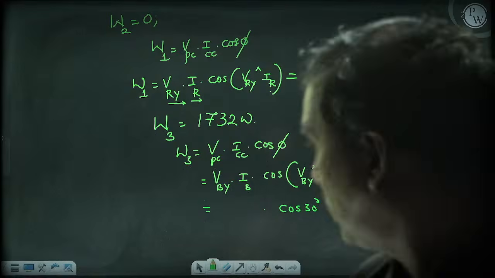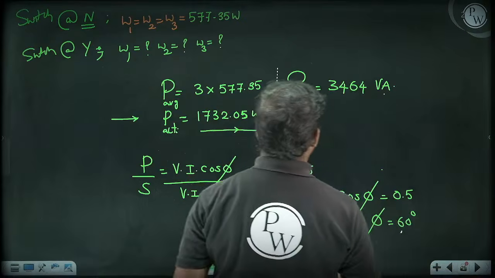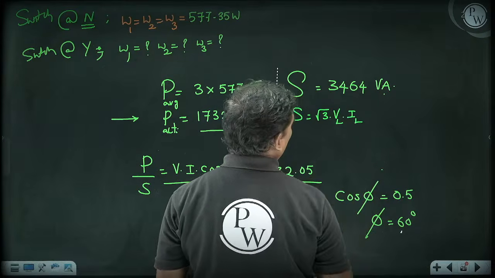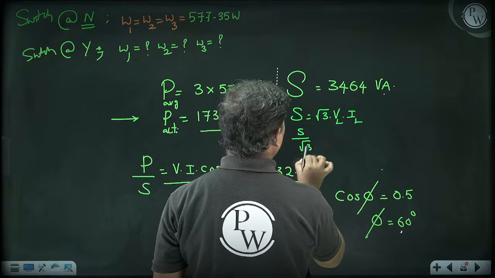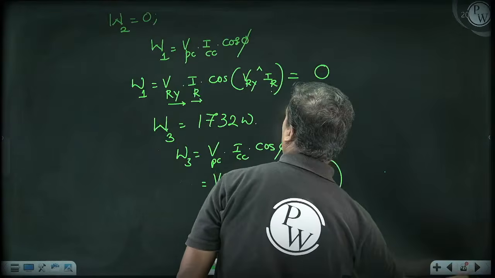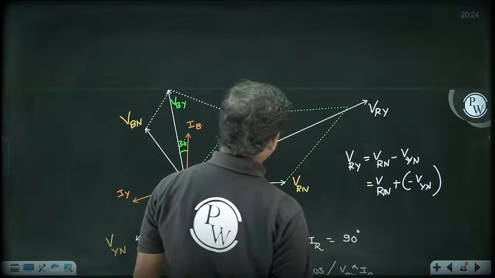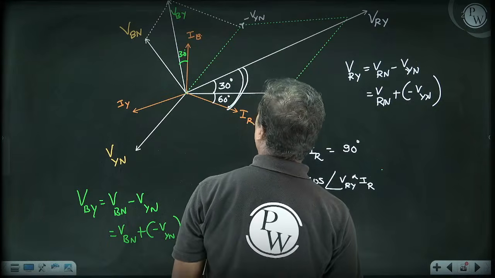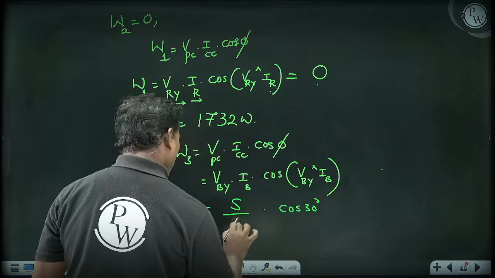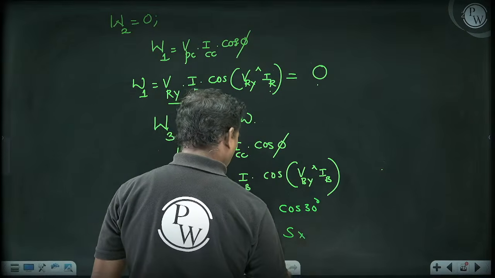So we already have S. What is S? So this is our S. For a 3-phase, we can take S is equal to √3 VL IL. So S by √3 will be coming as VL IL. So now if I substitute this here, S by √3. S by √3. So S is how much?